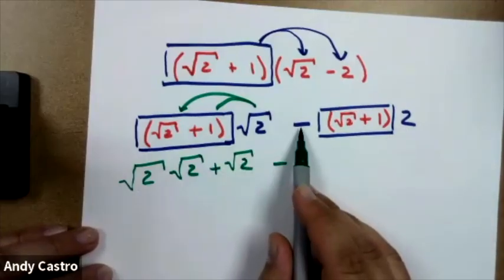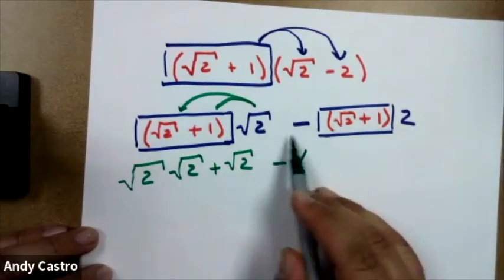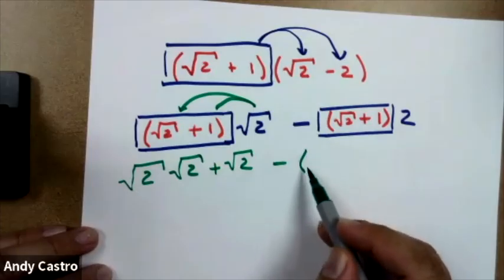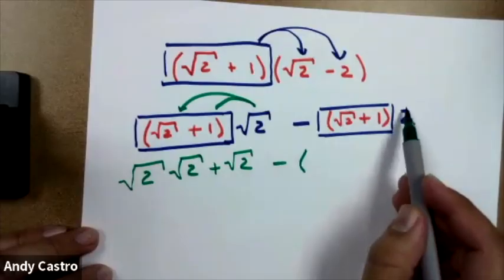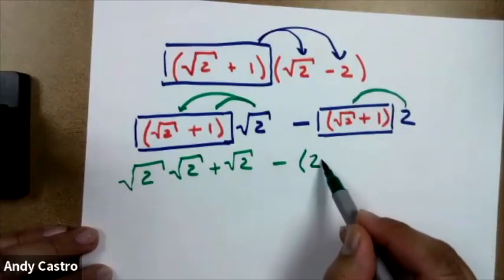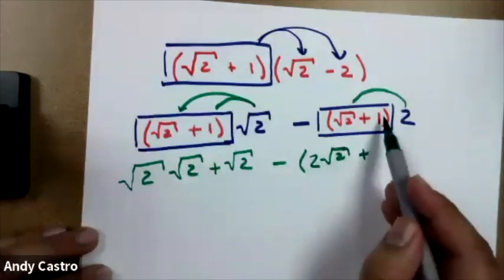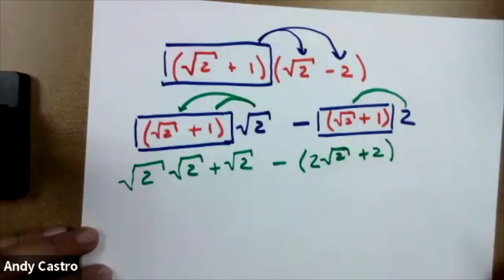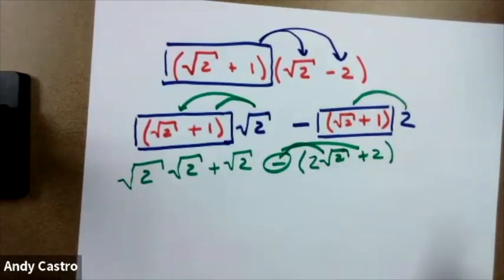And I have minus, or yeah, 2 times, since I have a minus here, I'm going to protect myself by keeping the parentheses and then distributing the negative. So 2 times root 2 is going to be 2 times root 2, and then plus 2 times 1, which is 2. Okay, so now I'm going to distribute the negative.